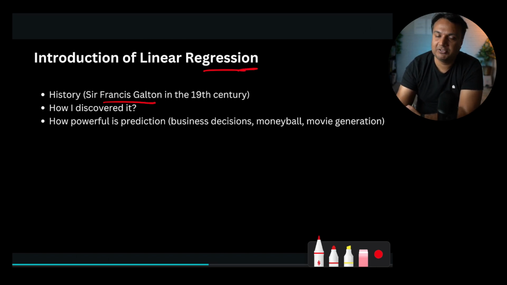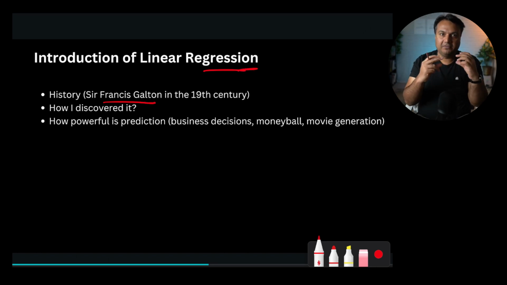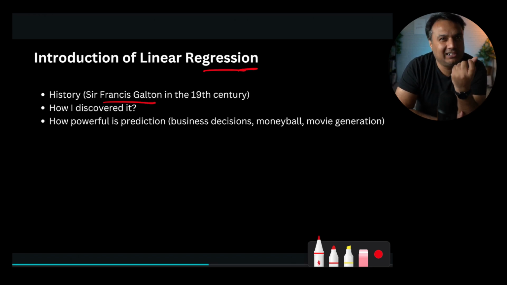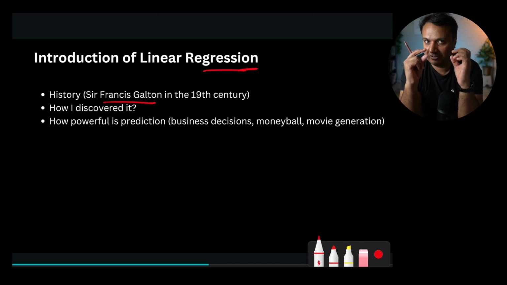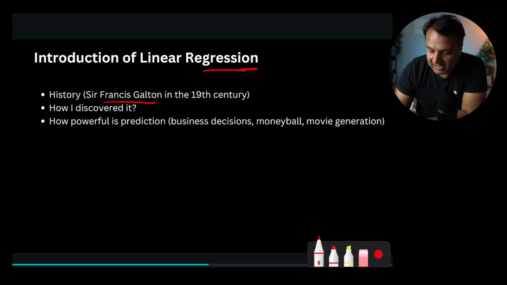And because of the work he was doing to quantify the relationship, to make it predictable, that if you know the height of the parent is, I don't know, 5 feet, then what is the most likely height of a child? And you have a number around it. That's the work he was doing. And that's how it started.